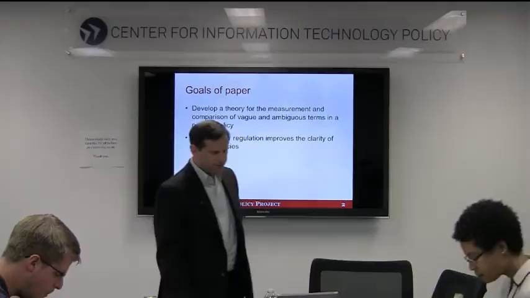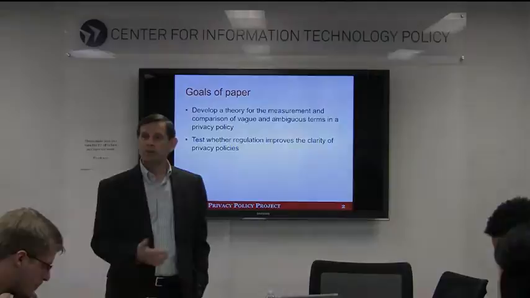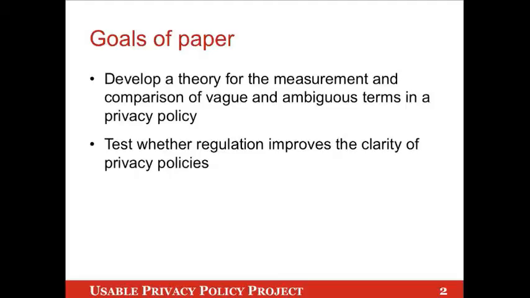So we set out in this paper to do two things. One was to develop some kind of theory to measure and compare vague and ambiguous language in privacy policies. It turns out that on the linguistics and computer science side, there isn't a great consensus on how to go about doing this. And what is it you study? How do you study it?